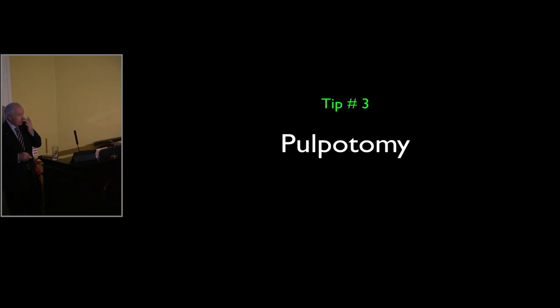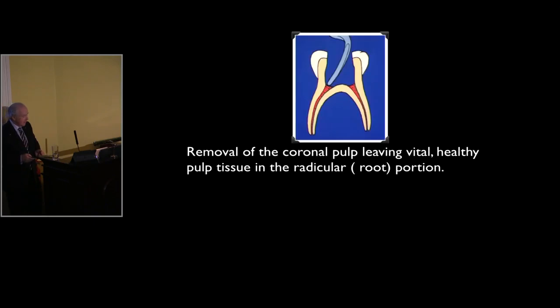Tip number 3, pulpotomy. What's the definition of a pulpotomy? It's removal of the coronal pulp, leaving healthy, vital pulp tissue in the radicular root portion of a primary tooth or of a permanent tooth. And the two key words there are coronal and radicular. You must remove the coronal and you leave the radicular healthy pulp behind.